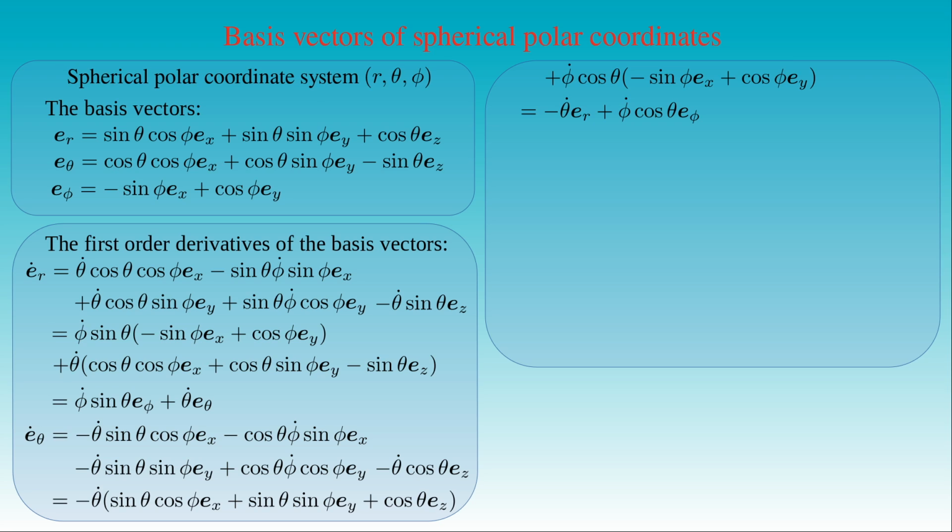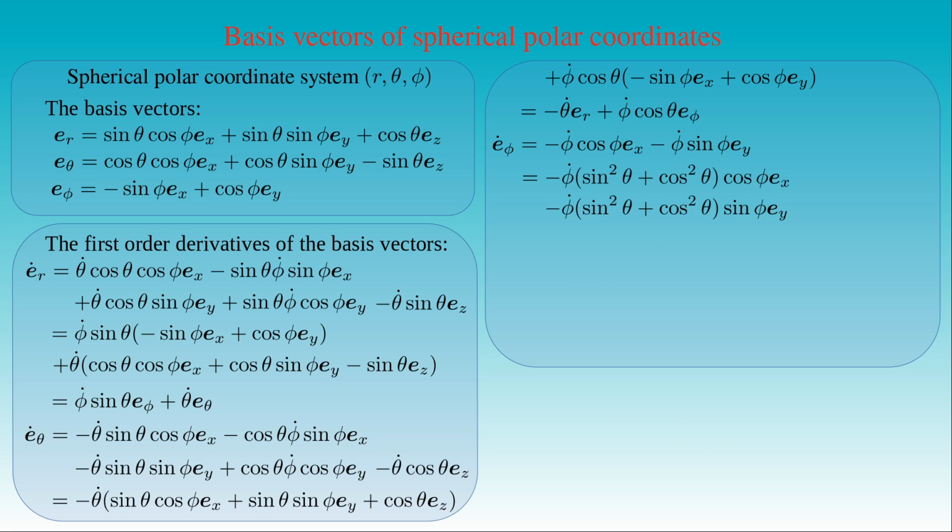If we want to compute the derivative of the basis vector e phi, we take another route. The x component of e phi is simply minus sine phi with the derivative minus phi dot times cosine phi. Its y component is cosine phi with the derivative minus phi dot times sine phi. Now we can multiply both the x and the y components of the derivative by the sum of squares of sine theta and cosine theta, which is identically 1. Then we can factor out the expression minus phi dot times sine theta, which gives minus phi dot times sine theta times the sum of sine theta times cosine phi times ex and sine theta times sine phi times ey.